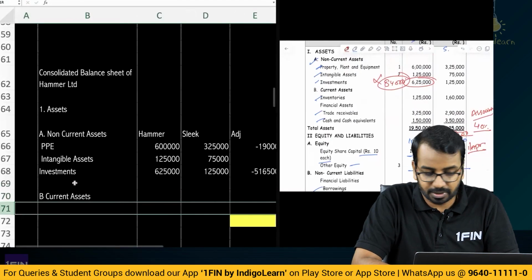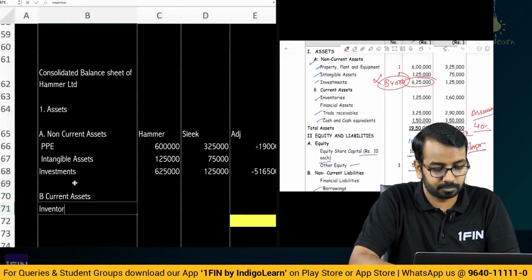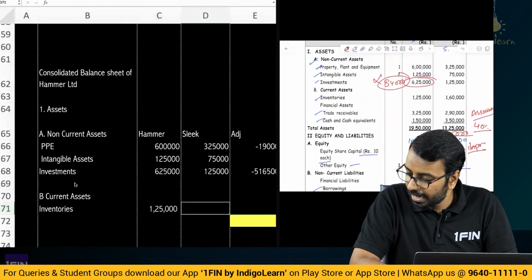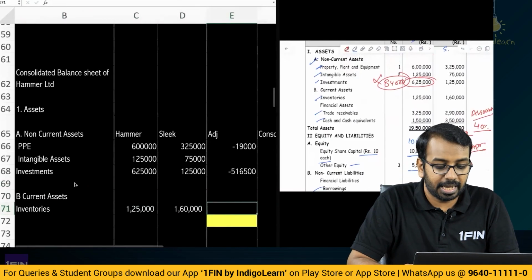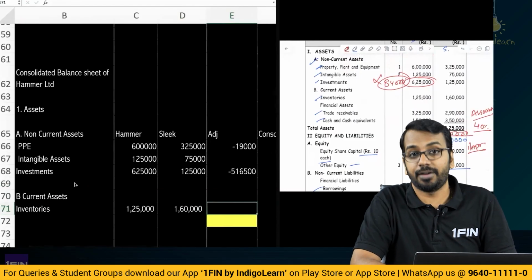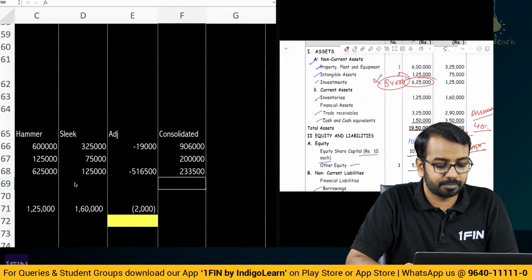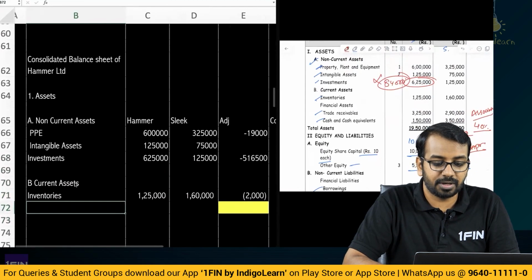Then after investments we have current assets. Under current assets we have inventories. Inventories is given to be 125 and 160, and there is an adjustment for unrealized profit. How much? We had calculated 2,000, so the number is 2,83,000.